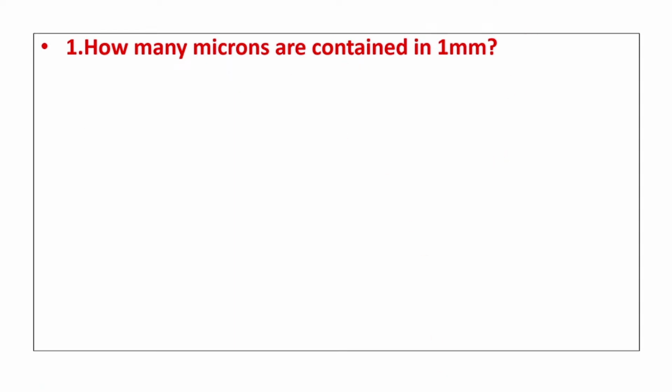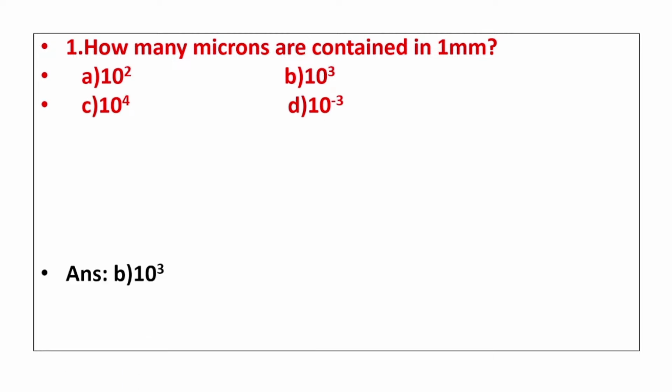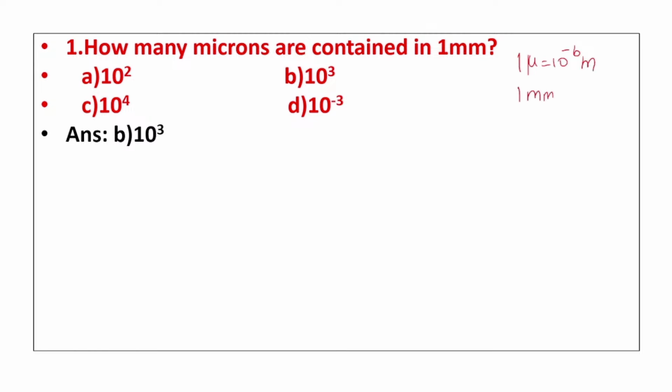How many microns are contained in 1 millimeter? Option B, 10 power 3. What's the formula I said? What's the relation between microns and millimeter? 1 micron is equal to 10 power minus 6 meter. 1 millimeter is equal to 10 power minus 3 meter. Then you want to find how many microns are contained in 1 millimeter.